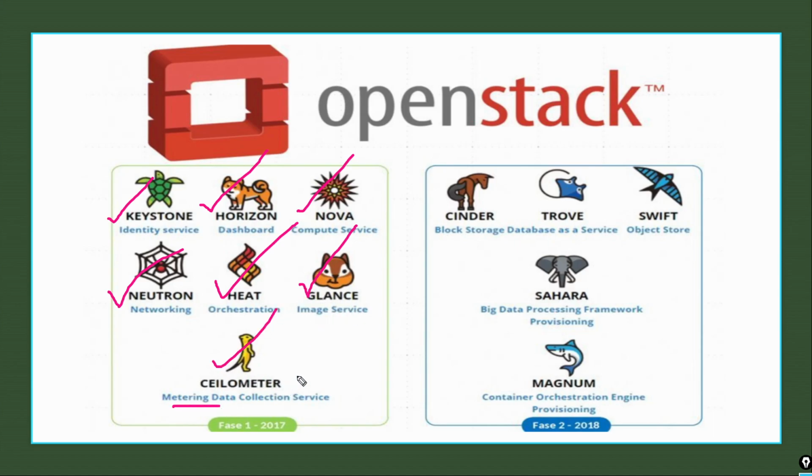Ceilometer is for metering, data collection and providing a bill. Cinder is block storage, so we can see everything as a block to store. Trove is a database of the services. Swift is for object storage. After that, you'll see there's a Swift proxy and different objects to store. Sahara is the big data processing framework, and Magnum at the end is a container orchestration engine provisioning. So let's continue and explain all of them one by one.